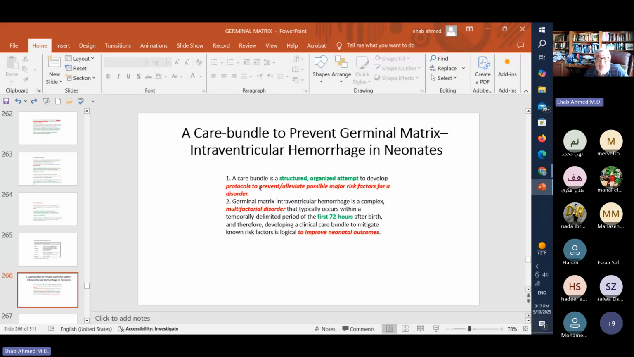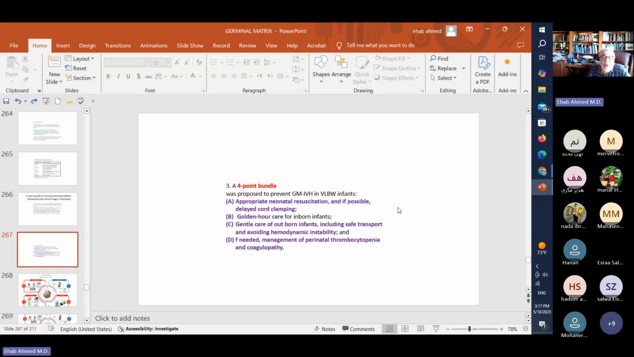So a care bundle is a structured, organized attempt to develop protocols. You can have your own protocols to prevent or alleviate possible major risk factors for a disorder like GM-IVH. So GM-IVH is a complex multifactorial disorder, and they did this care bundle to take care of the baby in the first 72 hours to improve neonatal outcome. So they have 4 points.